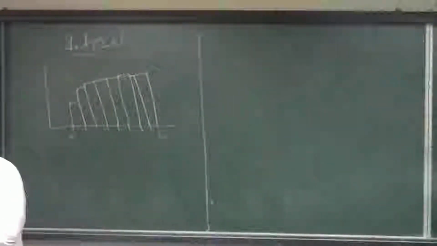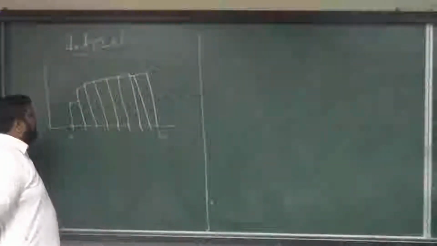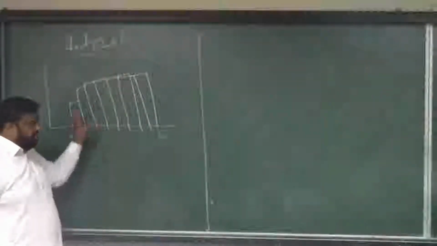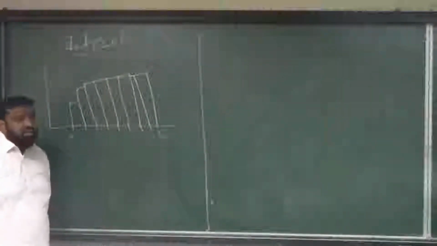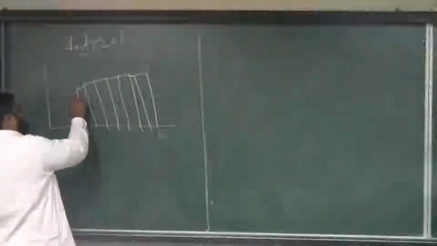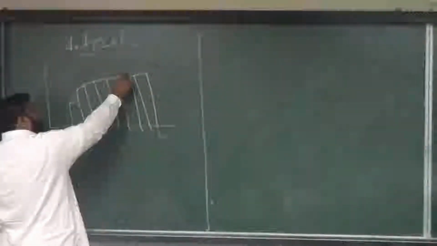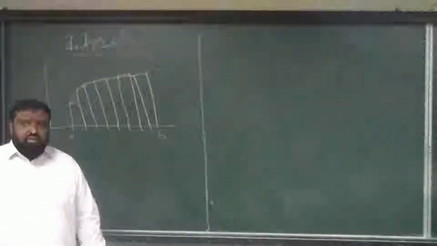Now, one of the obvious troubles with this figure is that it's not a good approximation. There is lots of area. This chunk is missing. This chunk is missing. This part is missing. It's not a good approximation.